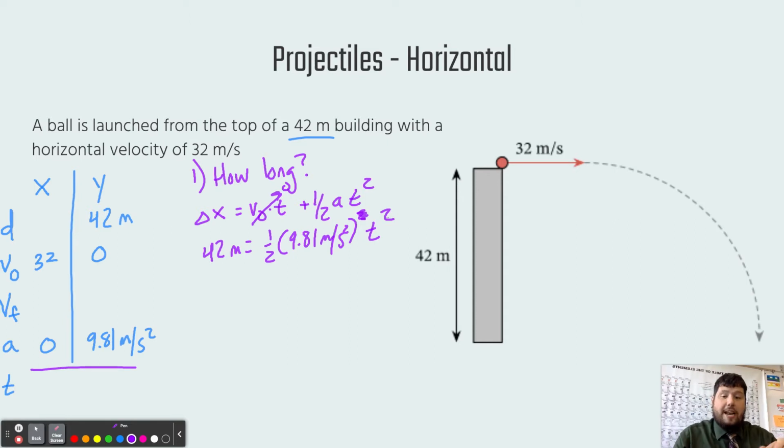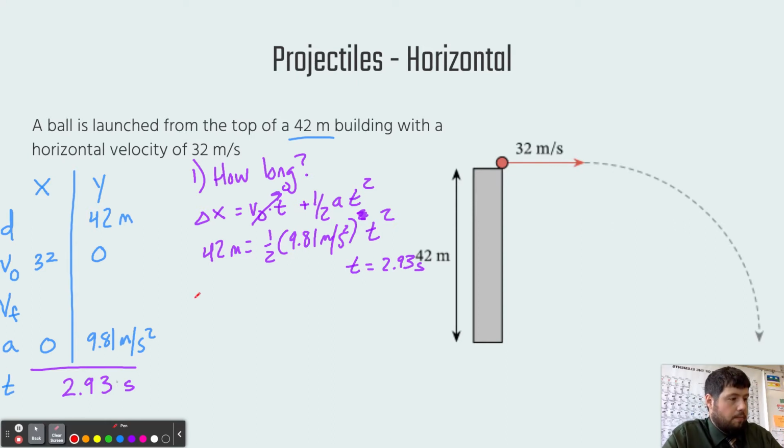Get out your handy dandy calculator. We're going to do 42 times 2 divided by 9.81, and then don't forget to square root that result. And I get my time to be 2.93 seconds. Sorry, I'm not being good with significant figures there, but this is just our example. Okay, so that's how long the ball is in the air.